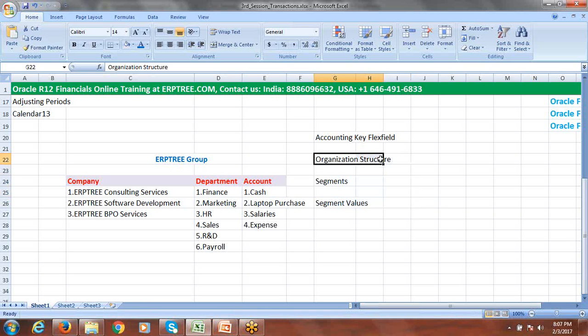Okay, organization structure and segment values, all this we can create in our applications by using the accounting key flex field. Don't try to understand what the accounting key flex field is, where we can find it, or anything else. I'm just trying to introduce the naming convention, that's it.